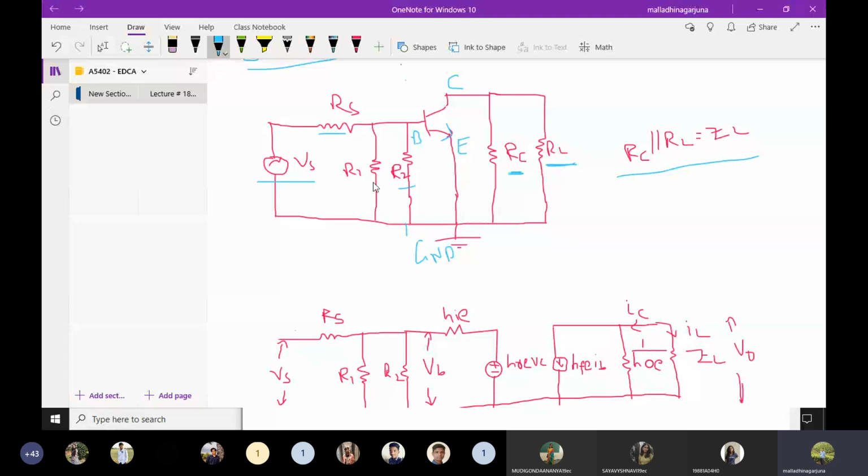Now what is next? Replace all active devices by their h-parameter model. How many active devices are here? Only one active device, the CE amplifier transistor, so only one h-parameter model. Now we compare here.